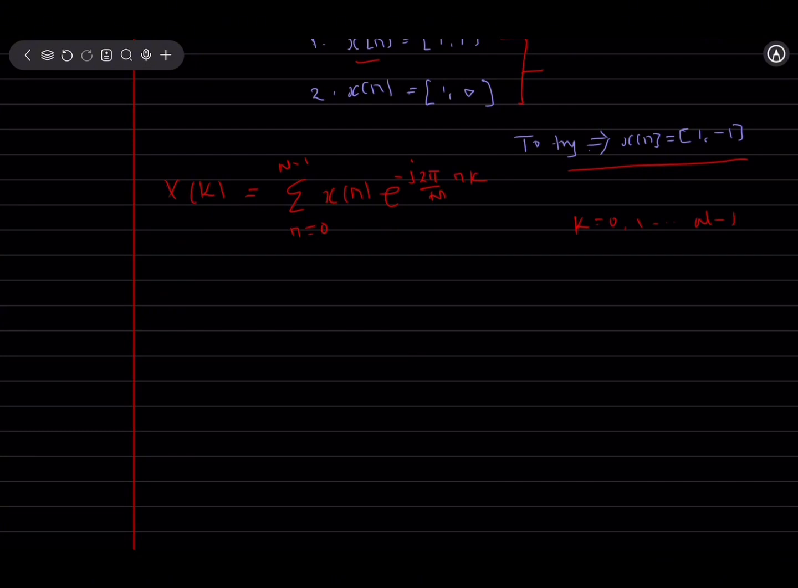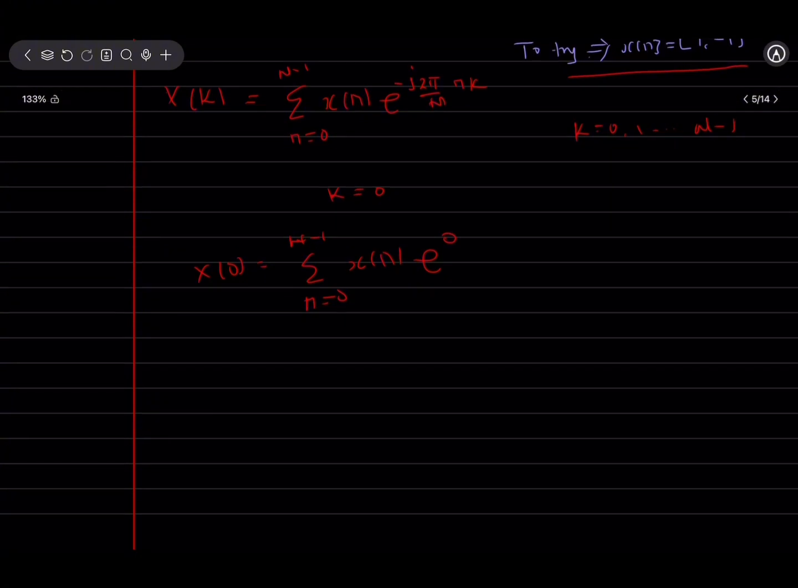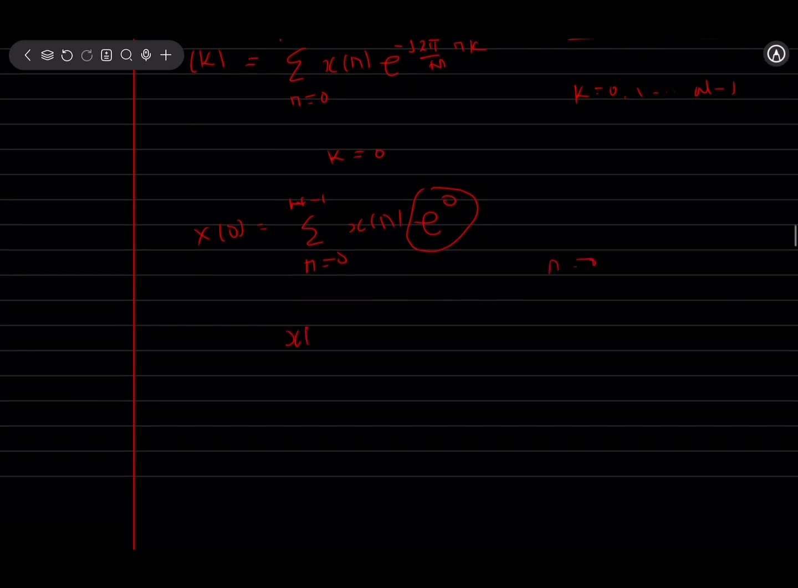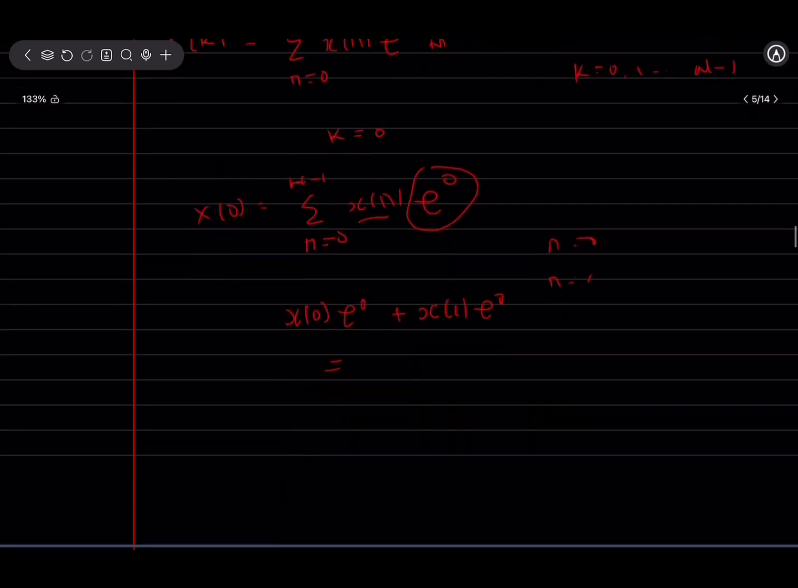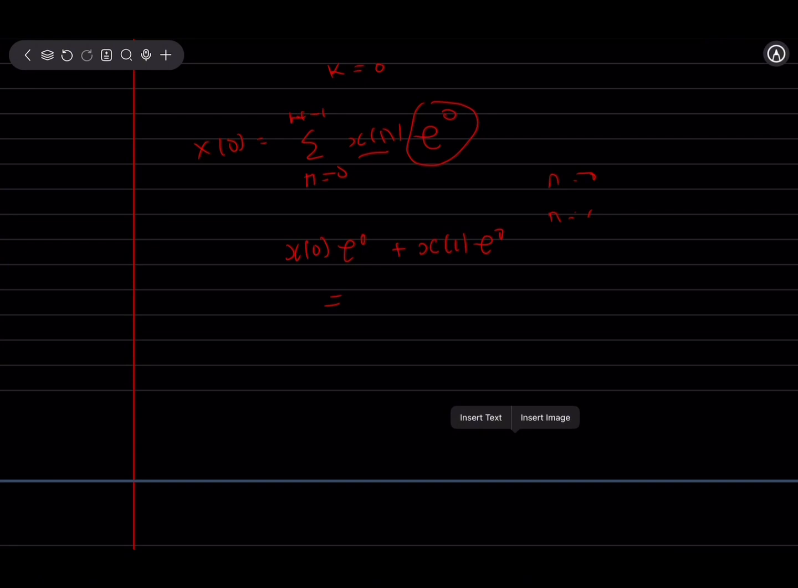So assuming k equal to 0, we are going to get X of 0 equal to the summation of n equal to 0 to N minus 1, x of n, exponent 0, because k is equal to 0. So whatever happens, the exponential part does not matter. When n equal to 0, we get x of 0 exponent 0, plus when n equal to 1, we get x of 1 exponent 0. Looking at the example, x of 1 is 1 and x of 0 is also 1. Therefore, we get 1 multiplied by 1 plus 1 multiplied by 1, which is equal to 2.